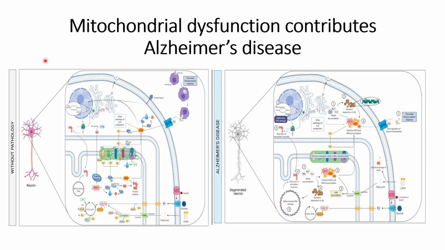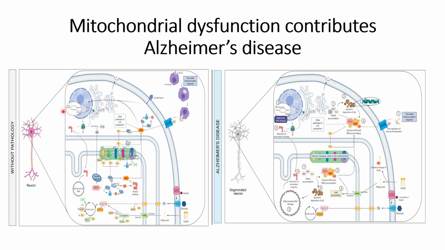In this video, we will discuss how mitochondrial dysfunction contributes to Alzheimer disease. The main reason for Alzheimer disease is the production of ROS, that is reactive oxygen species, that leads to the formation of plaques of amyloid beta.